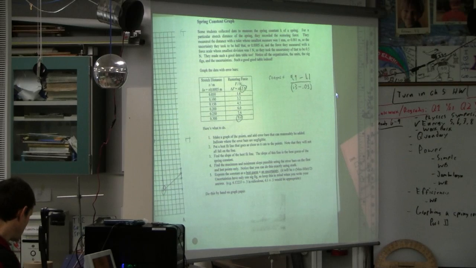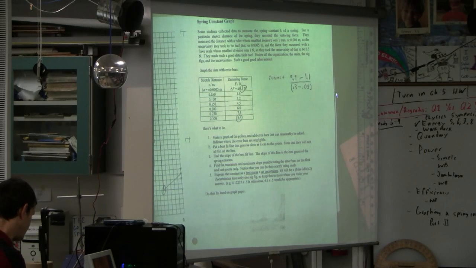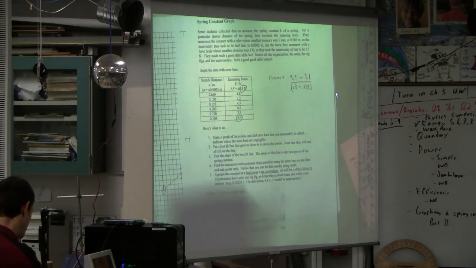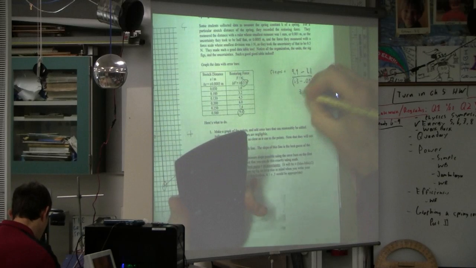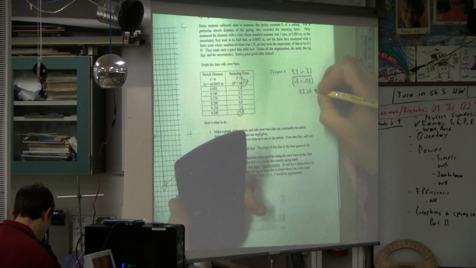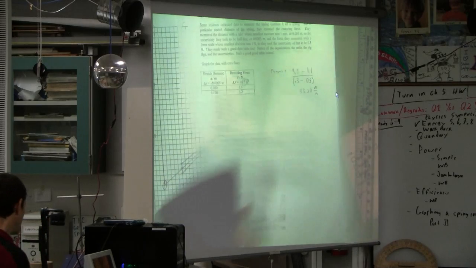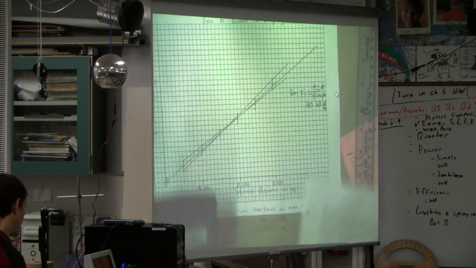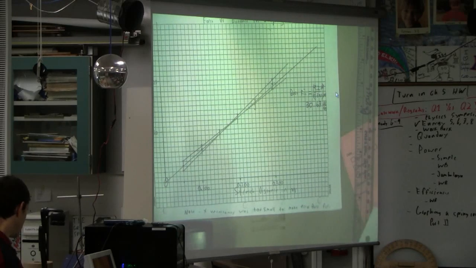9.9 minus 1.1 divided by 0.3 minus 0.05. I get 35.20. Okay. And I suppose that would be good to show it on your graph. I'd put it on here because that's simple. But you could show that calculation on the graph.